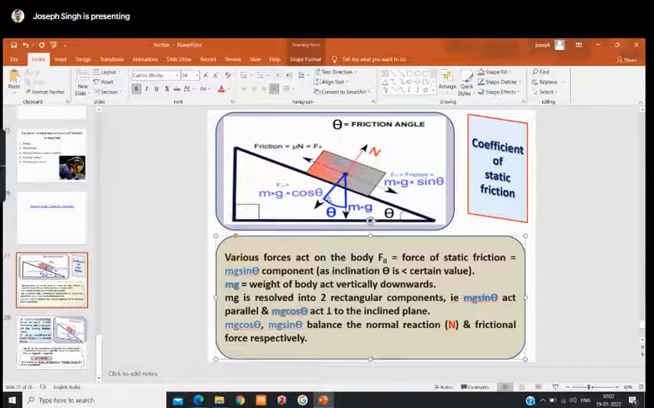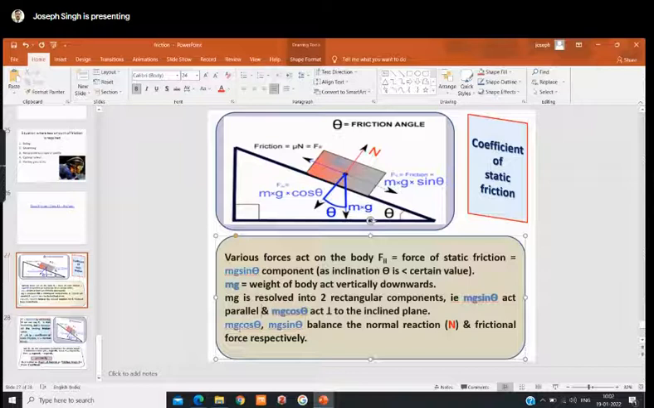You got this? Did you understand? Yes, sir. Yes, one is cos theta, one is sin theta. So the one acting perpendicular is cos theta, and the one acting parallel is sin theta, okay, to the inclined plane.